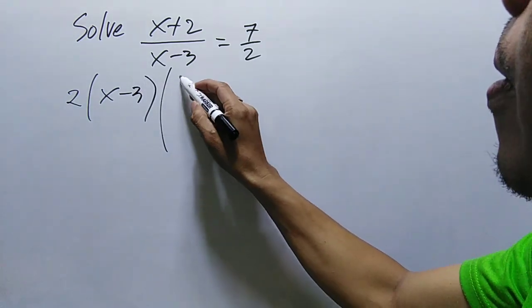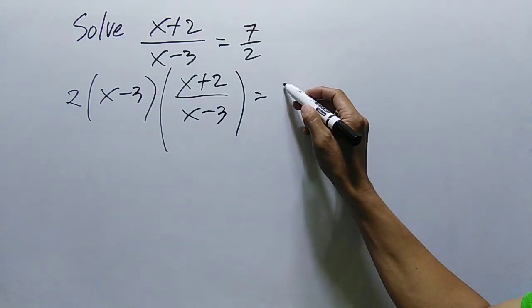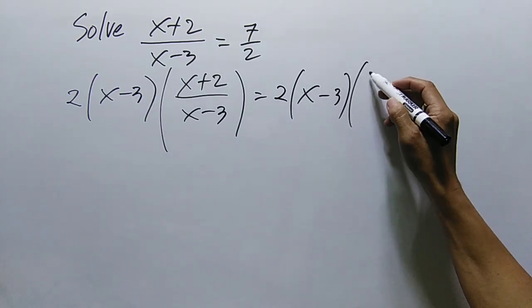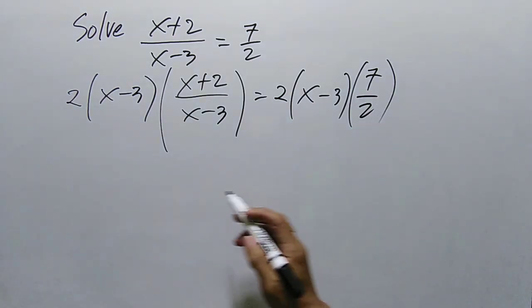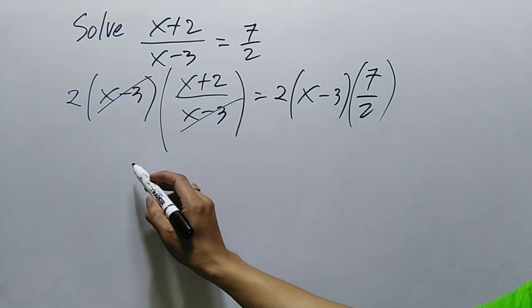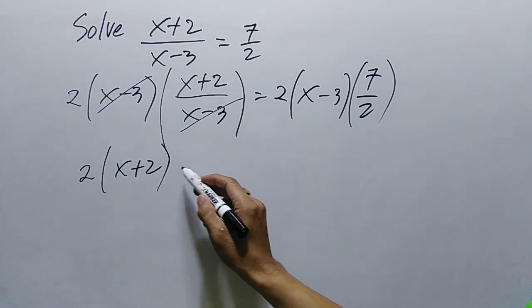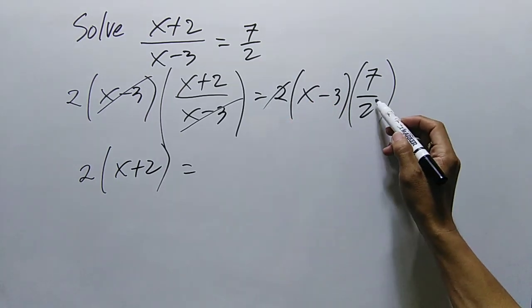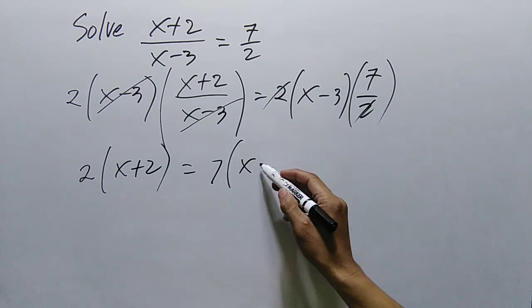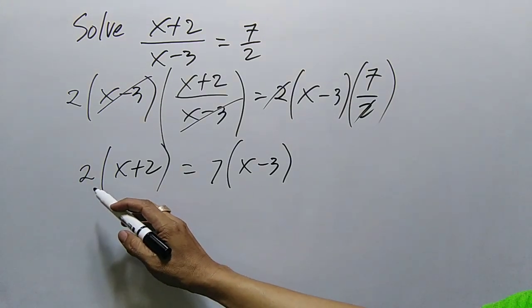Then i-multiply kay x plus 2 over x minus 3 equals LCD na naman, x minus 3 multiply kay 7 over 2. So, cancel natin to si x minus 3 at saka si x minus 3. Ang naiwan dito, 2 times x plus 2. Dito naman sa kabila, cancel natin si 2, cancel si 2. Ang naiwan, baliktarin natin ha, 7 times x minus 3. Pwede yan, kahit magkabaliktad.